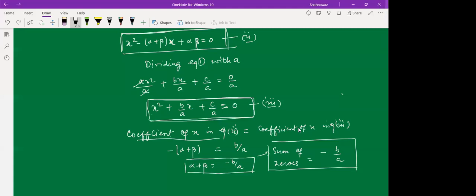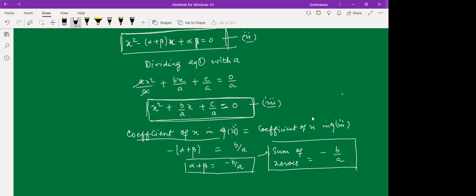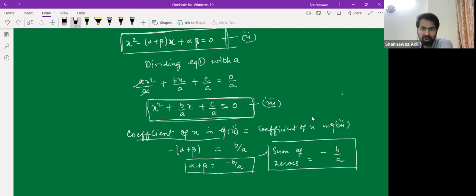So this is the derivation of the sum of the zeros. In the exam, they will ask how we derive the sum of the zeros. Just for the sake of knowledge, don't you get puzzled how we get this sum of the zeros as minus b by a? Don't you have that question?